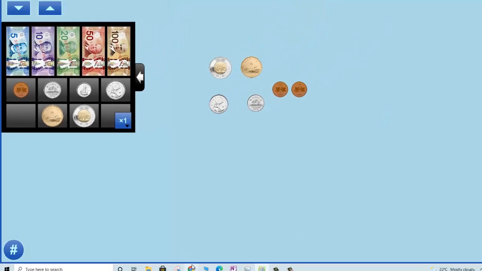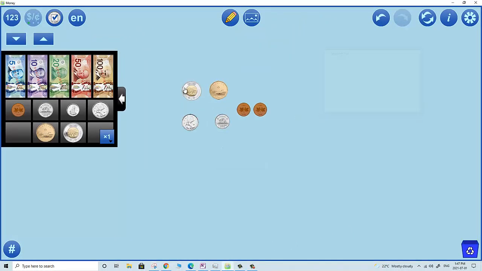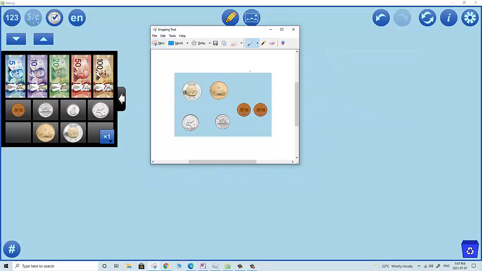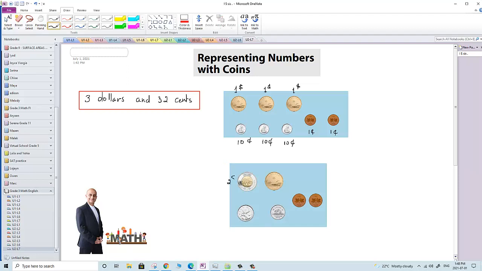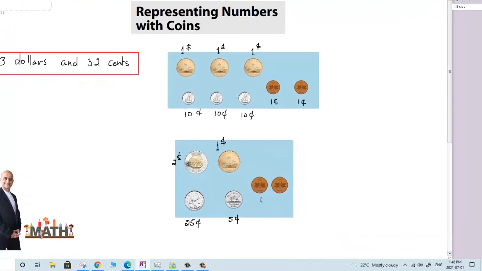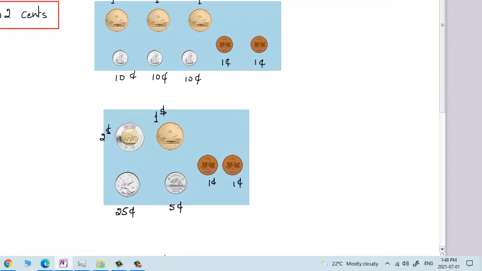And here we go. This is another shape of how we can present with a different way the same amount of money. So this student will say, I have something different but the same total. So this is $2 and this is $1. That means $3. 32 means 25 cents and 5 cents. This is the 30, and this is 1 cent and 1 cent for the 2 cents. So this is another presentation.